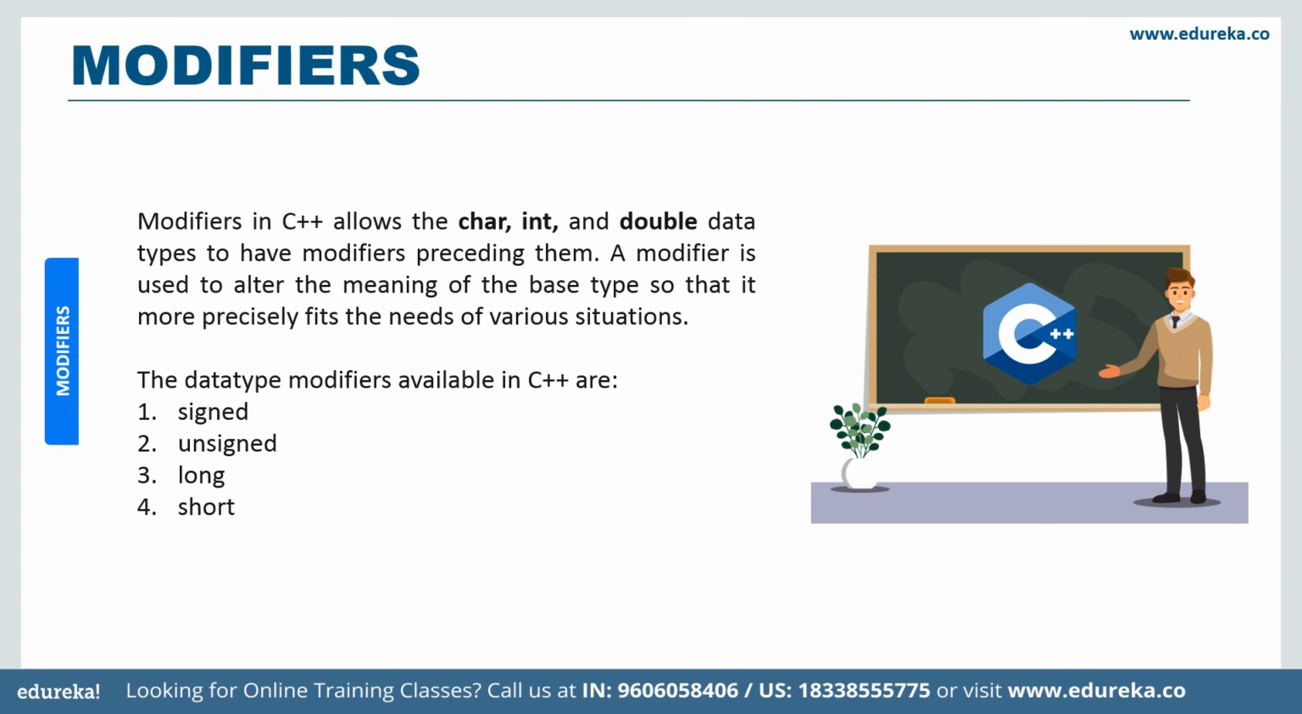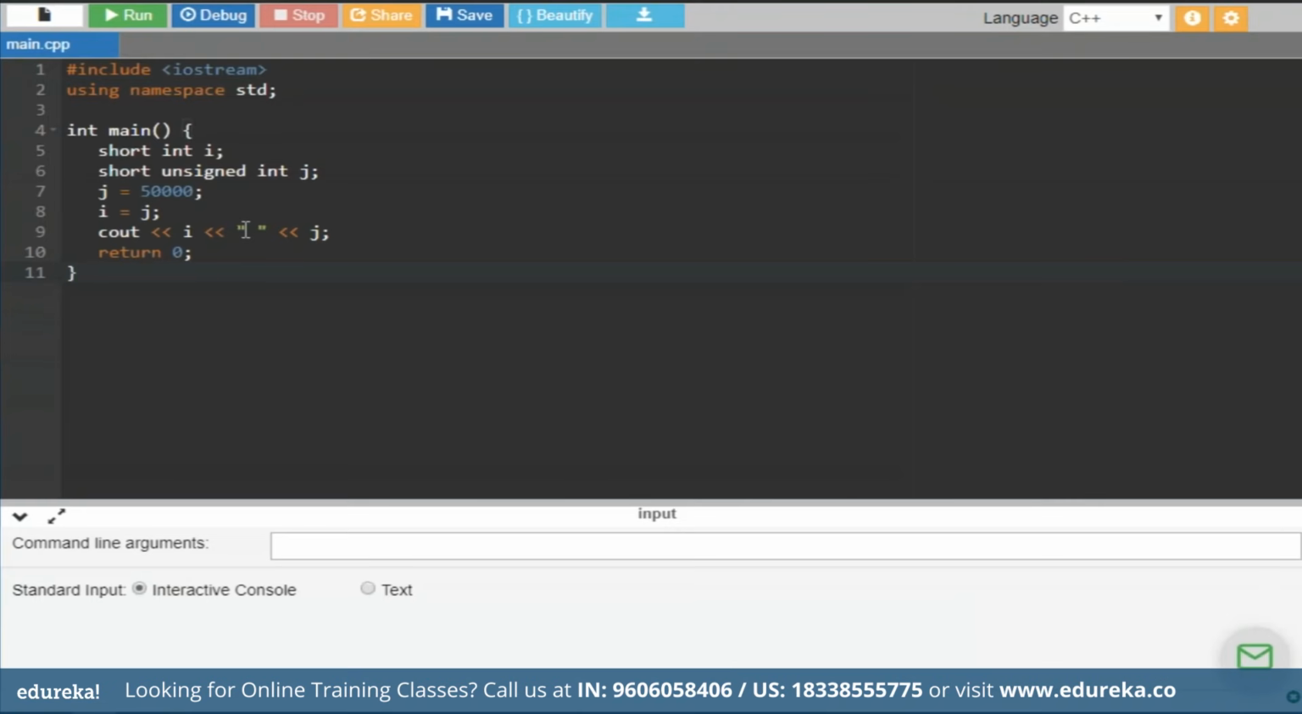Now let us execute a simple example to understand how exactly modifiers function. This particular example is based on type modifiers where I have declared two variables, short int i and short unsigned int j. j is storing the value of 50,000 and i is declared as equal to j. So when it's modified into a signed short int, the value will be changed.